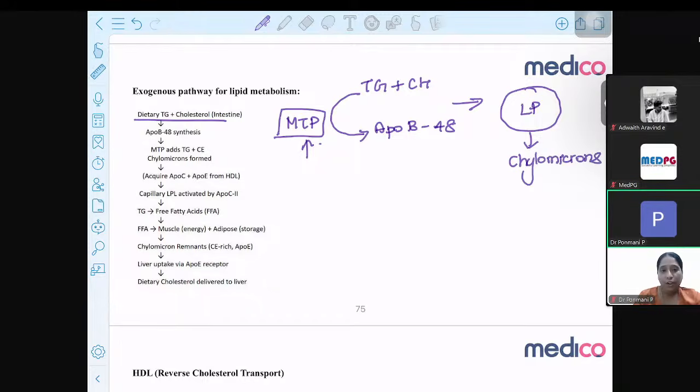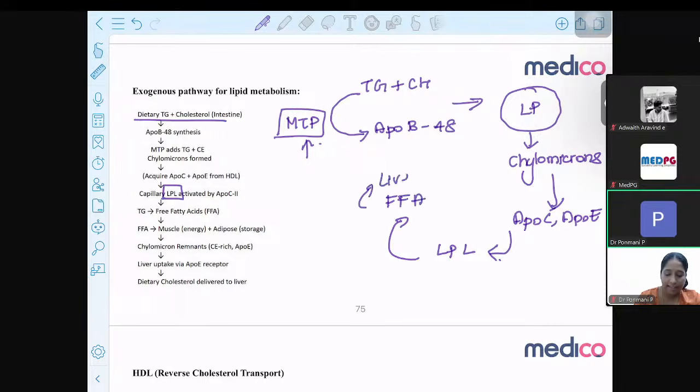And this chylomicron travels across the body, and when it is traveling, it acquires other apoproteins such as ApoC and ApoE from other lipoproteins. Finally, what happens? Lipoprotein lipase will be activated, and this will degrade it into free fatty acids, which are taken up by the liver. So what we need to remember here is that there is something called MTP, which is helping in the formation of chylomicrons. Remember this, and we'll keep this aside.